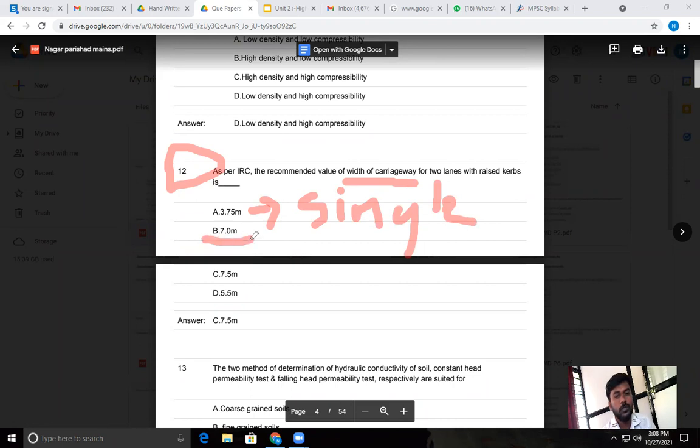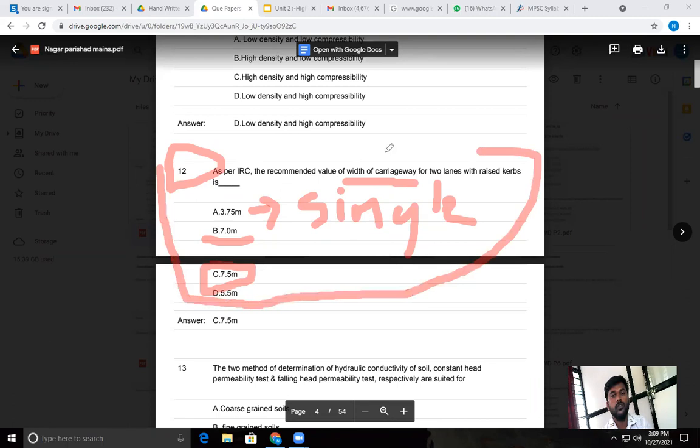The second value is 7 meter. This value is for 2 lanes. The first value is for a 2 lane road but without curves. The second value is for a 2 lane road but without curve. The third value is for a 2 lane road with curve. So these are the values given by IRC for the width of carriageway.